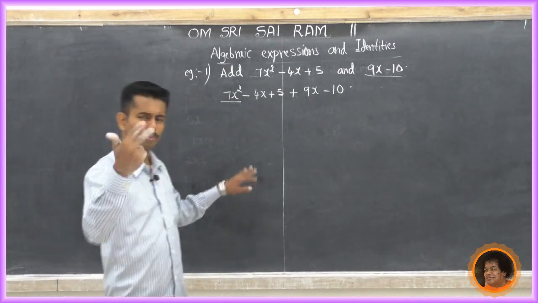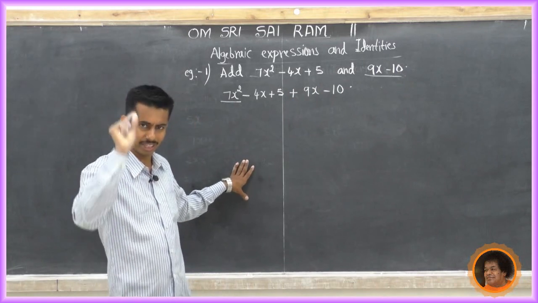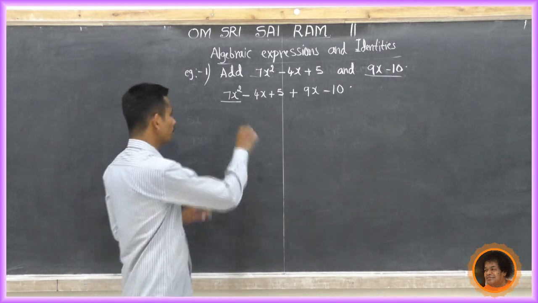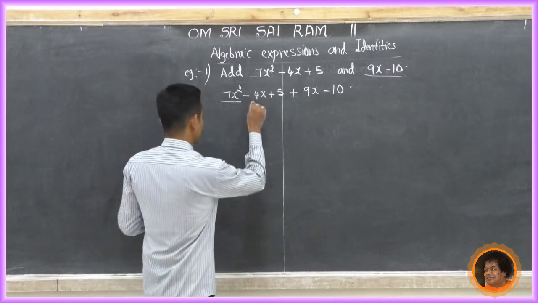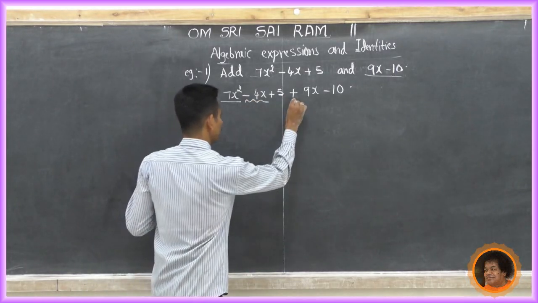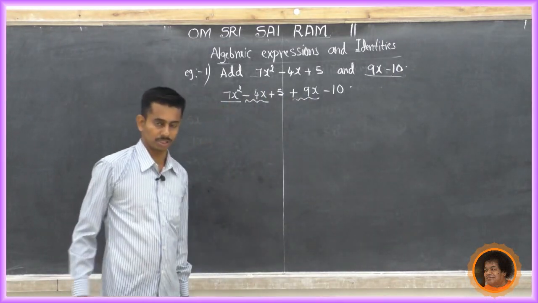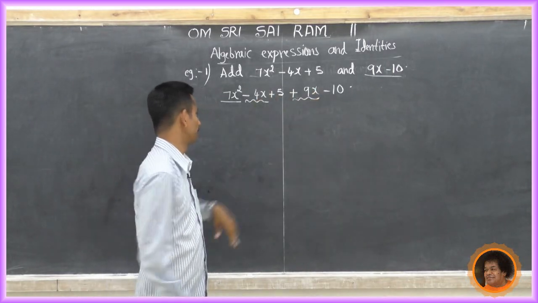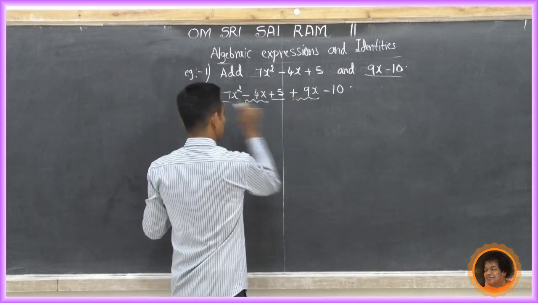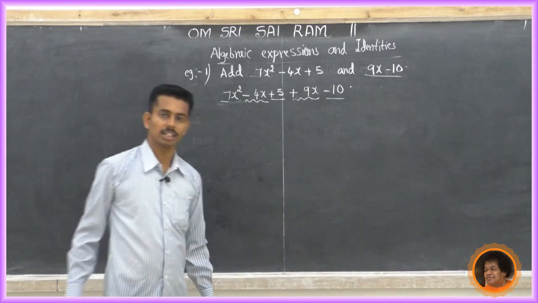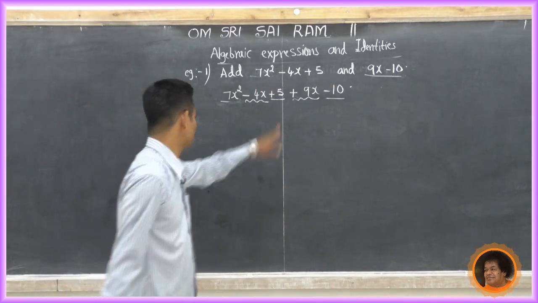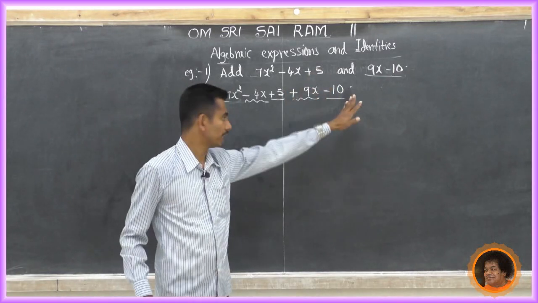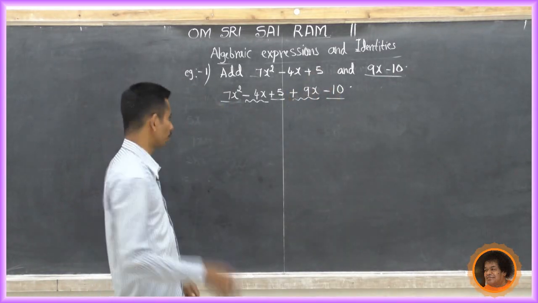We know that, what do we mean by like terms? Like terms contain the same variable with the same exponent, the same power. Just group the like terms. Minus 4x and plus 9x are like terms, correct? Because x is the variable and the exponents are the same. Then plus 5 and minus 10 are another group of like terms, because they are only numbers, only constants, so they come under the same group.